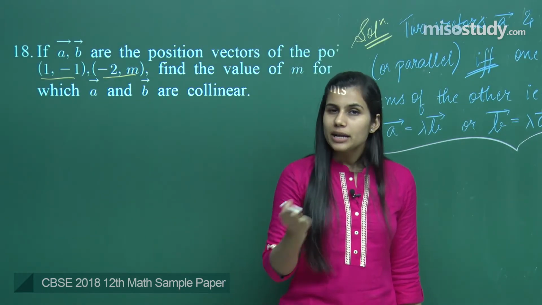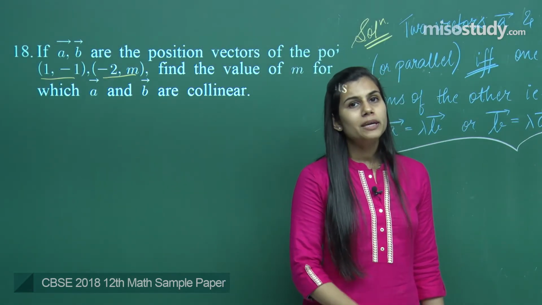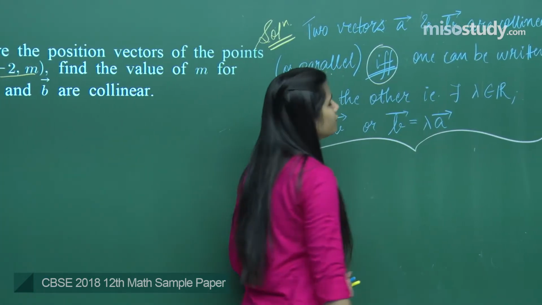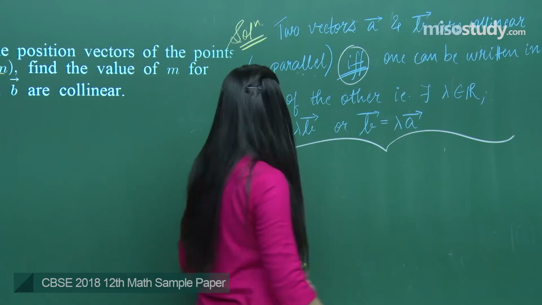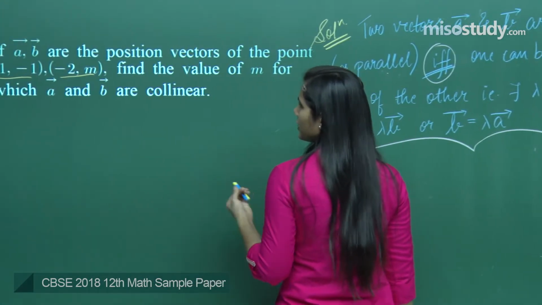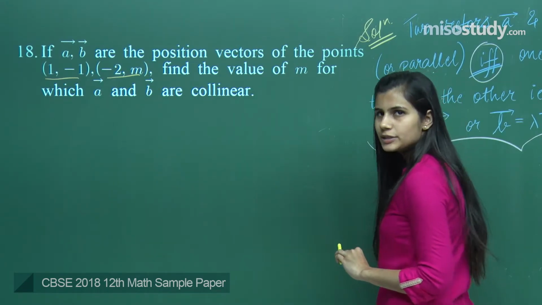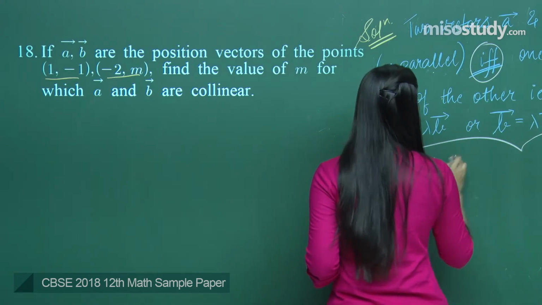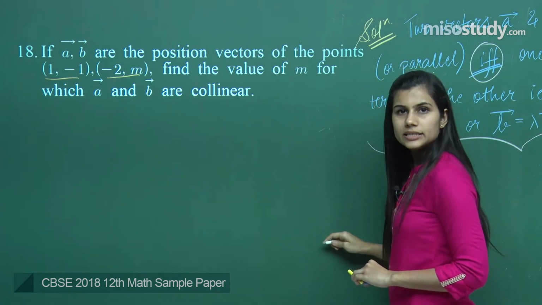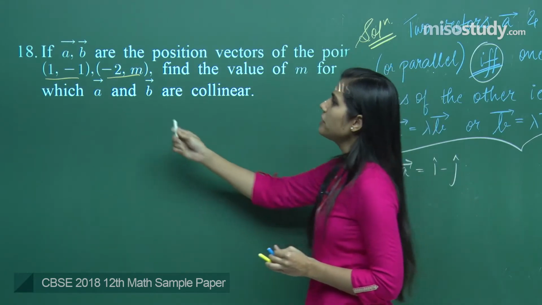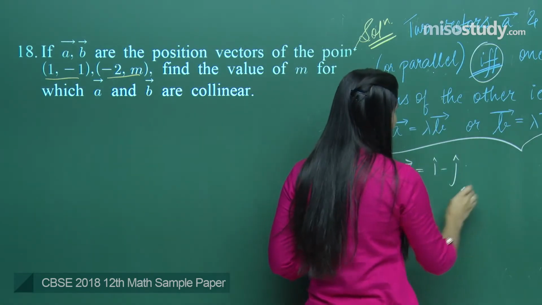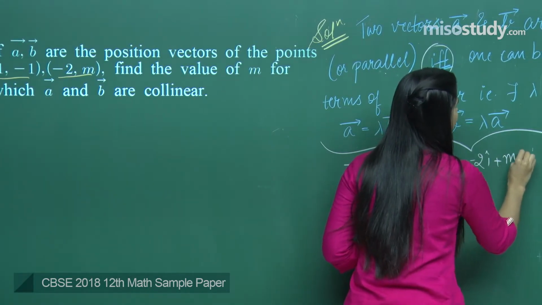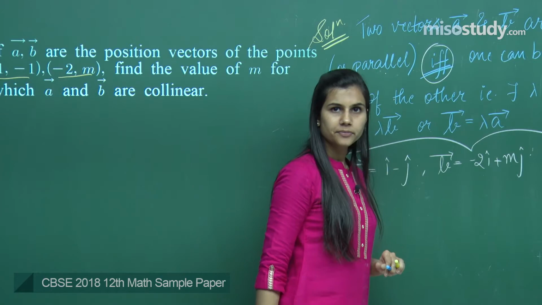Such that A vector can be written as lambda times B vector, or B vector can be written as lambda times A vector, because that is the only condition for collinearity. So over here, what is your A vector? If A vector is the position vector of (1, -1), your A vector is i cap minus j cap, isn't it? And if your B vector is the position vector of (-2, m), that means your B vector is -2 i cap plus m j cap, right?